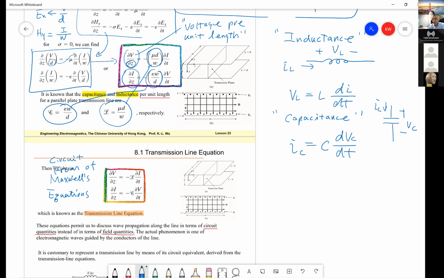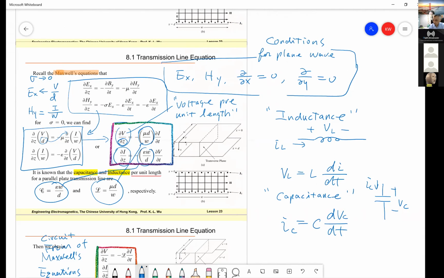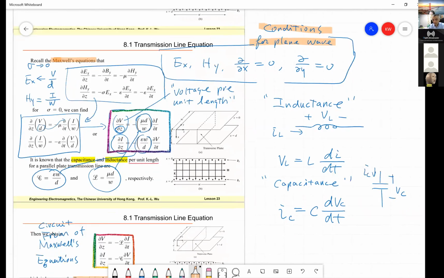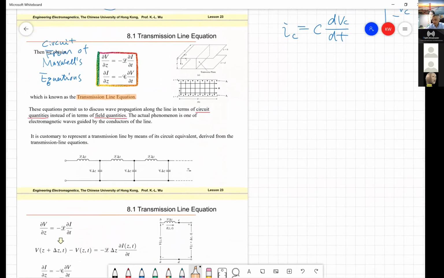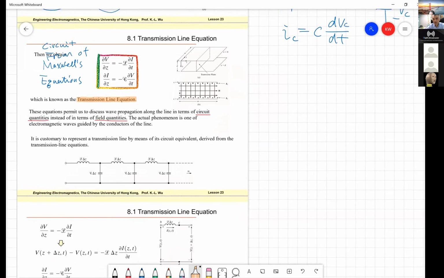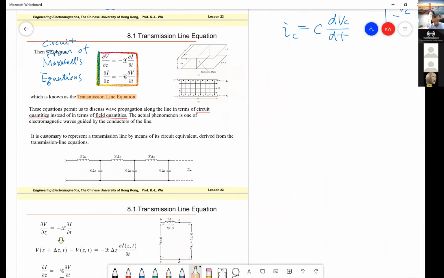Even although we derived this relation using parallel plate type of transmission line, this equation is also true for any other type of transmission line, as long as these conditions are satisfied.